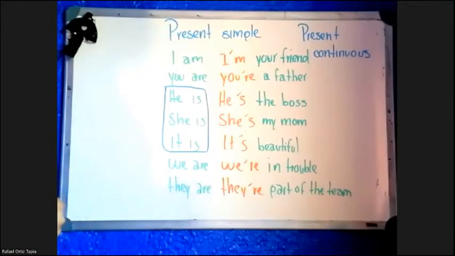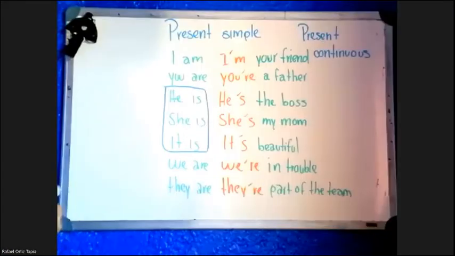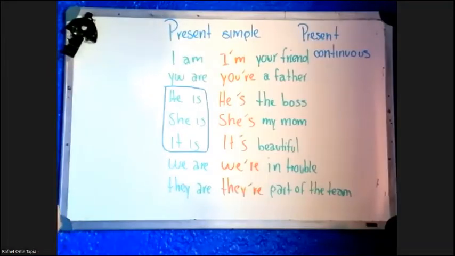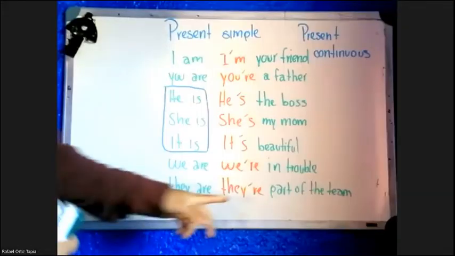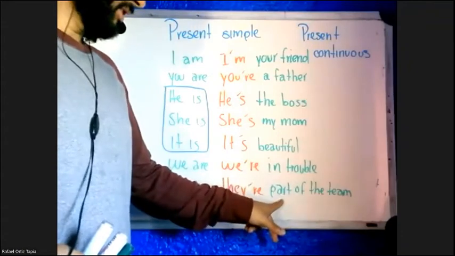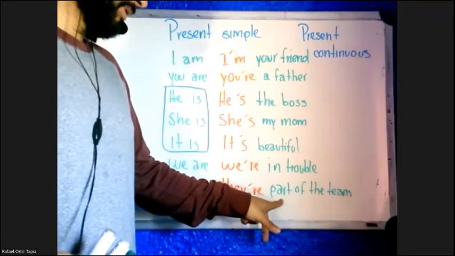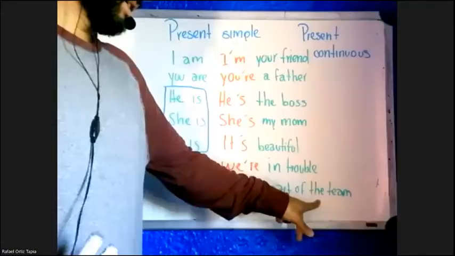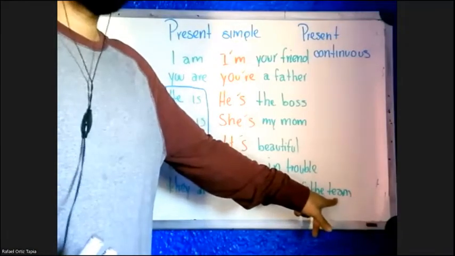Okay. Is adjectives, or what is in? That's a preposition. Yeah. Estamos en, ¿no? Estamos en México, estamos en problemas. Part of the team, parte del equipo. Cada una de esas palabras, part es un sustantivo. Of es una preposición. The es un artículo y team es otro sustantivo.